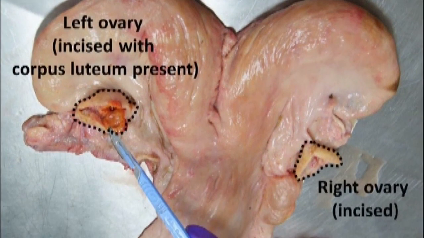And finally, the left and right ovaries are located in the region of the tip of each uterine horn. On this particular photo, the left ovary has been incised and there's the presence of a corpus luteum, and the right ovary has also been incised.